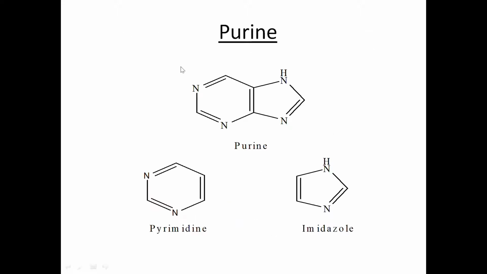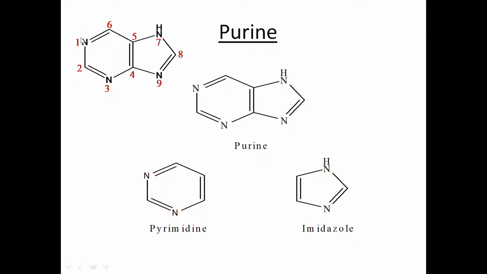So, this is the purine. Here, as you can see, this is the pyrimidine ring, the pyrimidine nucleus. And what about this? It is the imidazole ring. So this is pyrimidine, this is imidazole. So purine is the combination of pyrimidine and imidazole nucleus.